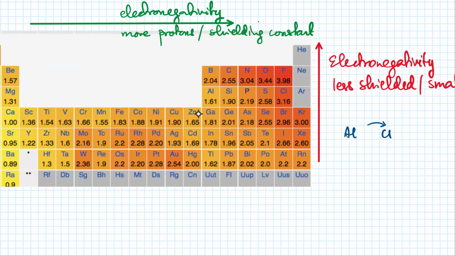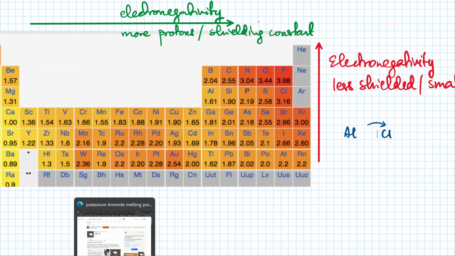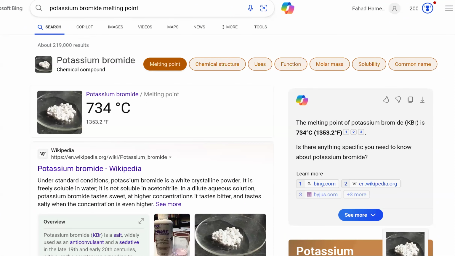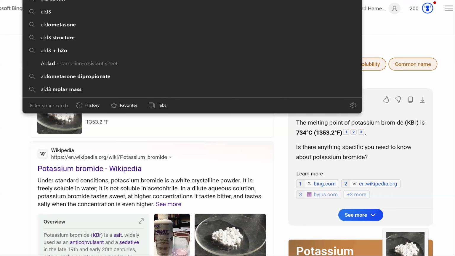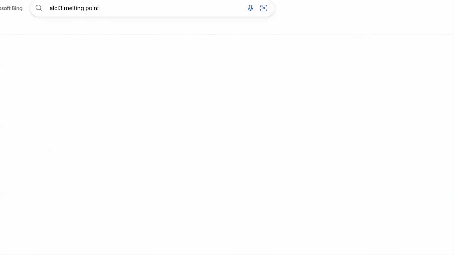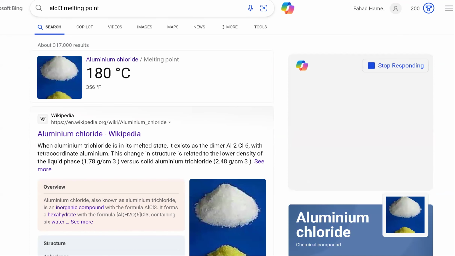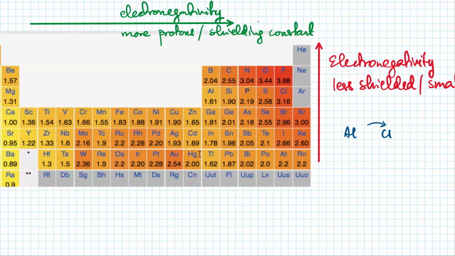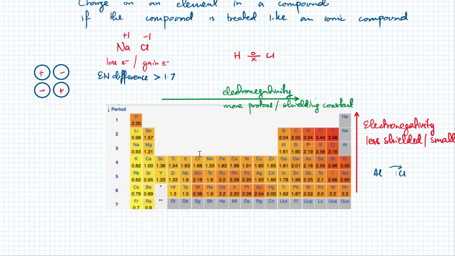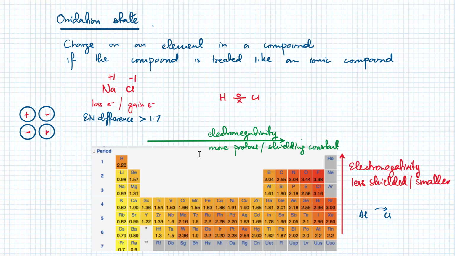So one of the atoms will not be able to gain electrons, which means it's going to have more covalent character. That means it's going to have a low melting point. If I look at the melting point of AlCl3, it's like 180, which is very low. So by just looking at the electronegativity difference, I can figure out whether the substance is going to be ionic or covalent. Ionic compounds have charges; they form ions.